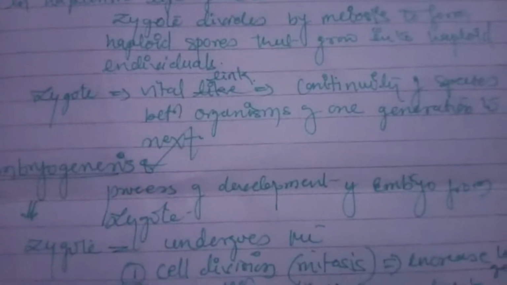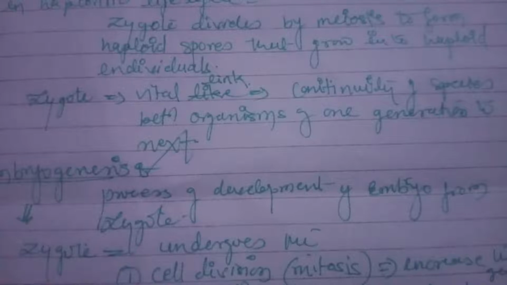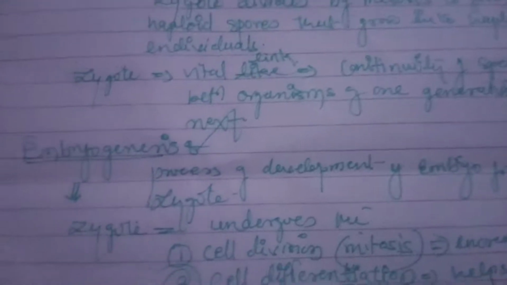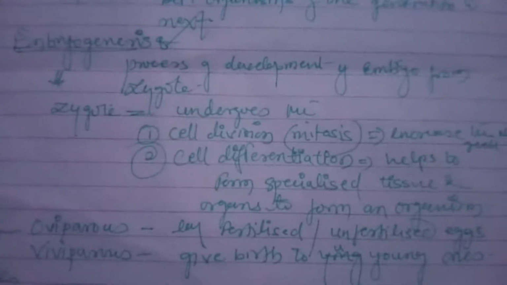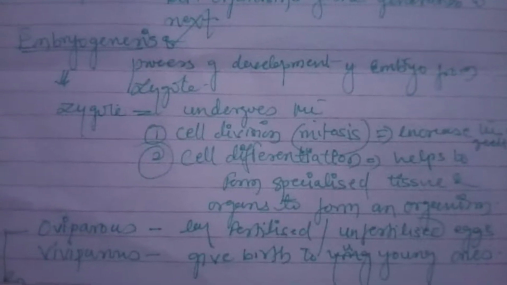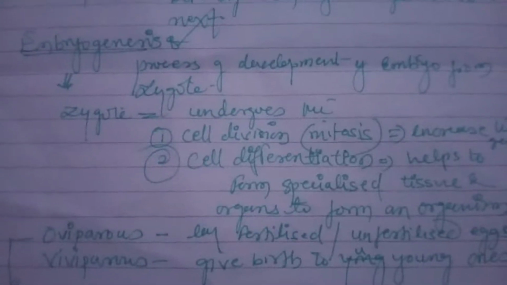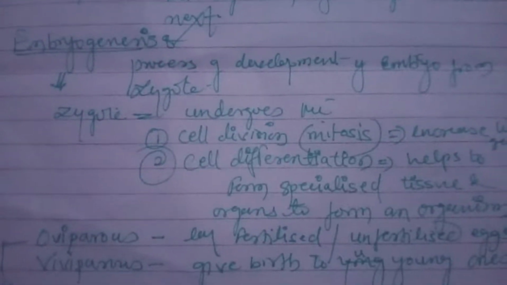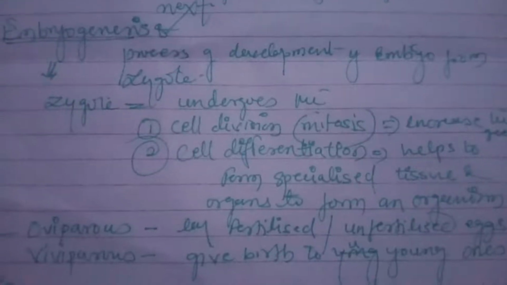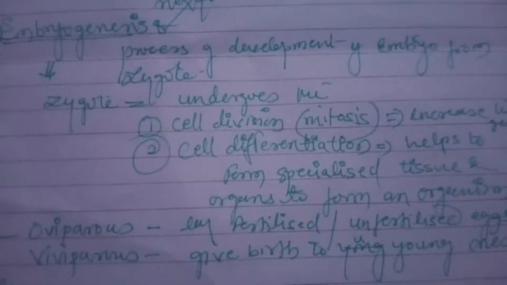It is the vital link between the continuity of species, from organisms of one generation to the next generation. After that, in a post-fertilization event, we are going to study embryogenesis. Embryogenesis is the process of formation of the embryo from the zygote. The process of development of the embryo from the zygote is called embryogenesis.